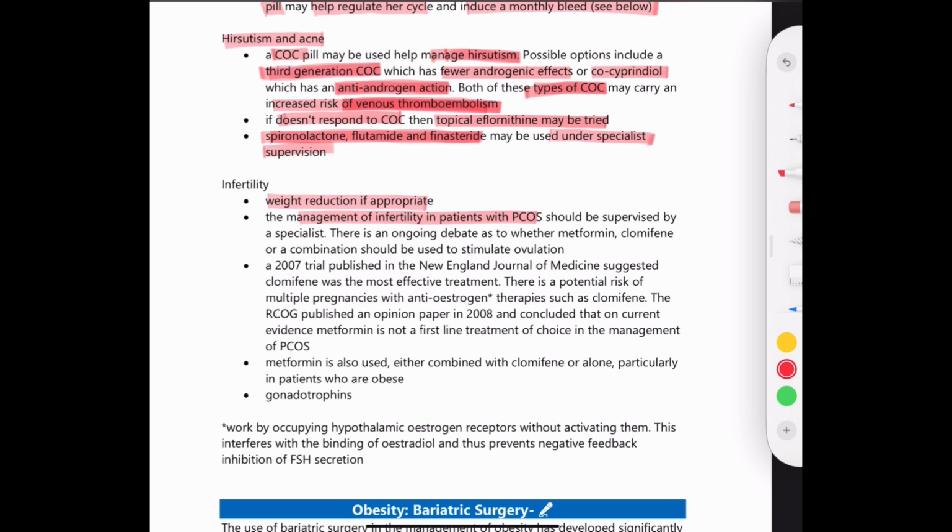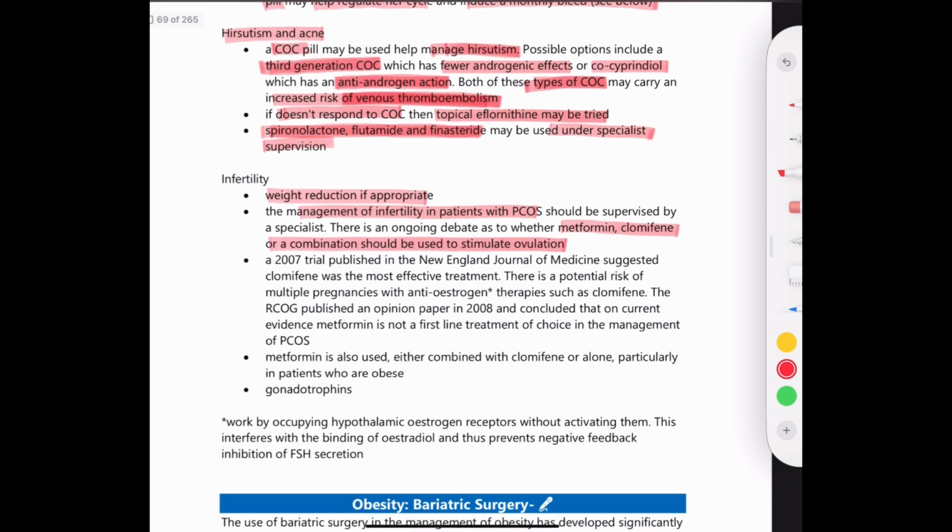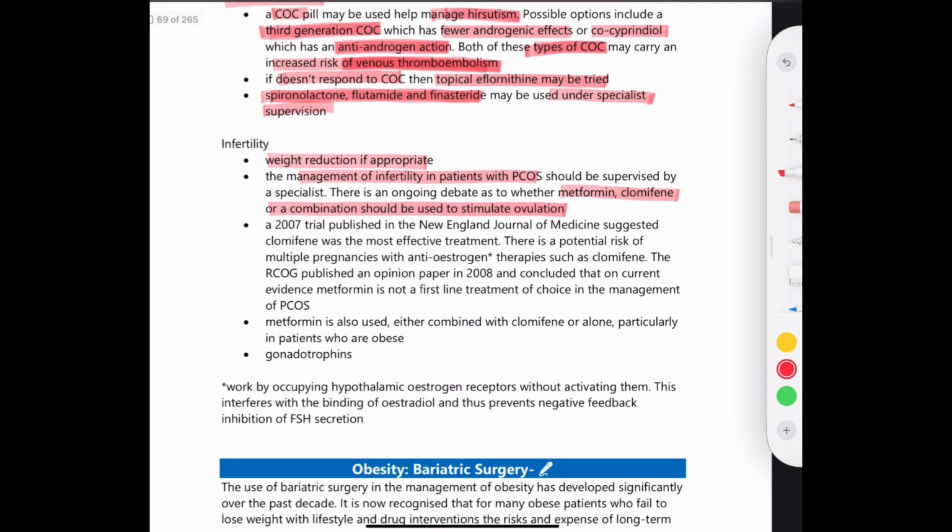There is an ongoing debate as to whether metformin, clomiphene, or a combination of both of these drugs should be used to stimulate ovulation. A 2007 trial published in the New England Journal of Medicine suggested clomiphene was the most effective treatment. You guys have studied this, right?